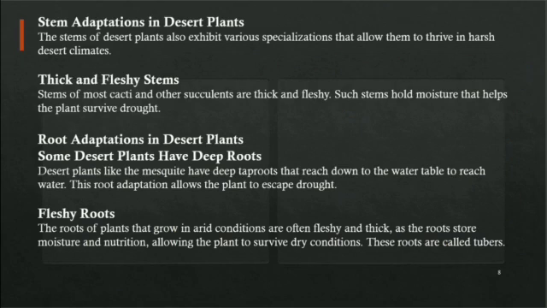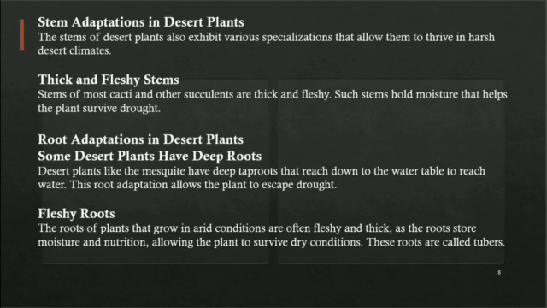Stem adaptations in desert plants. The stems of desert plants also exhibit various specializations that allow them to thrive in harsh desert climates. Thick and fleshy stems. Stems of most cacti and other succulents are thick and fleshy. Such stems hold moisture that helps the plant survive drought.